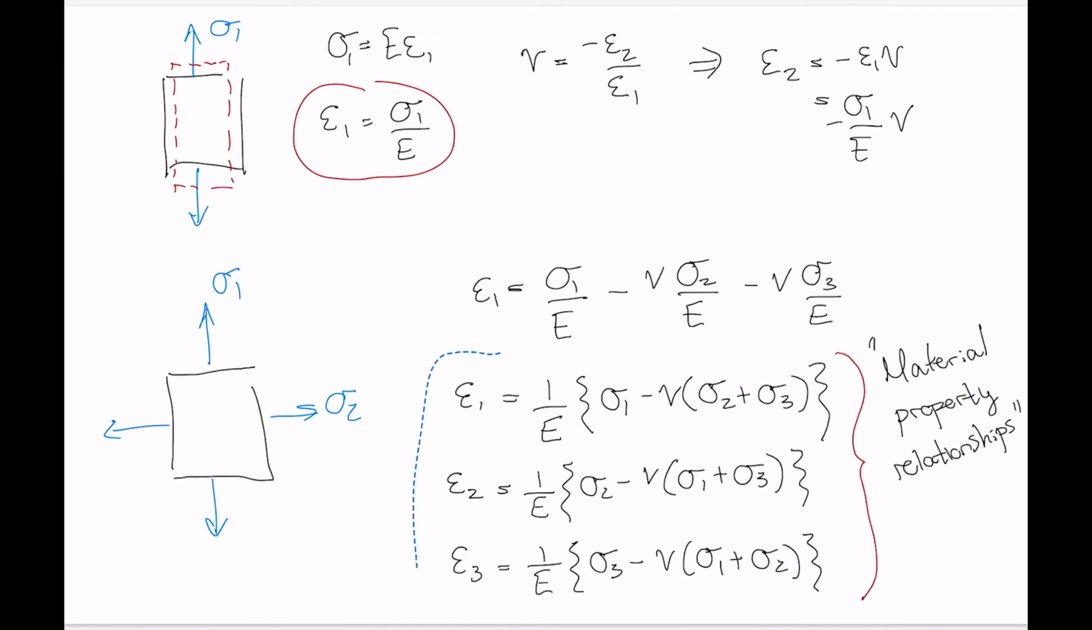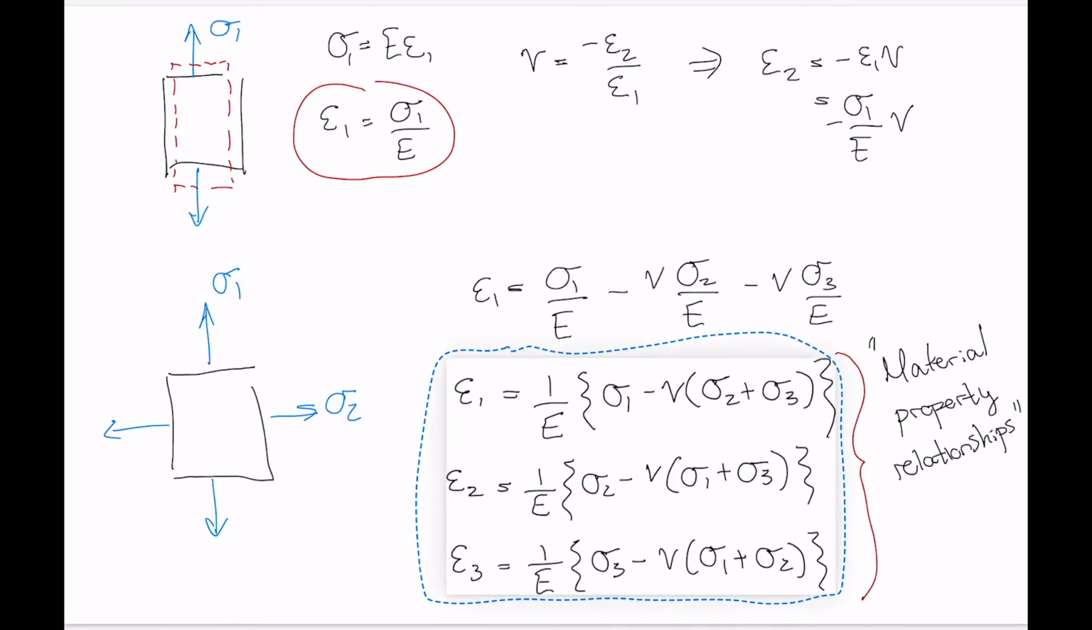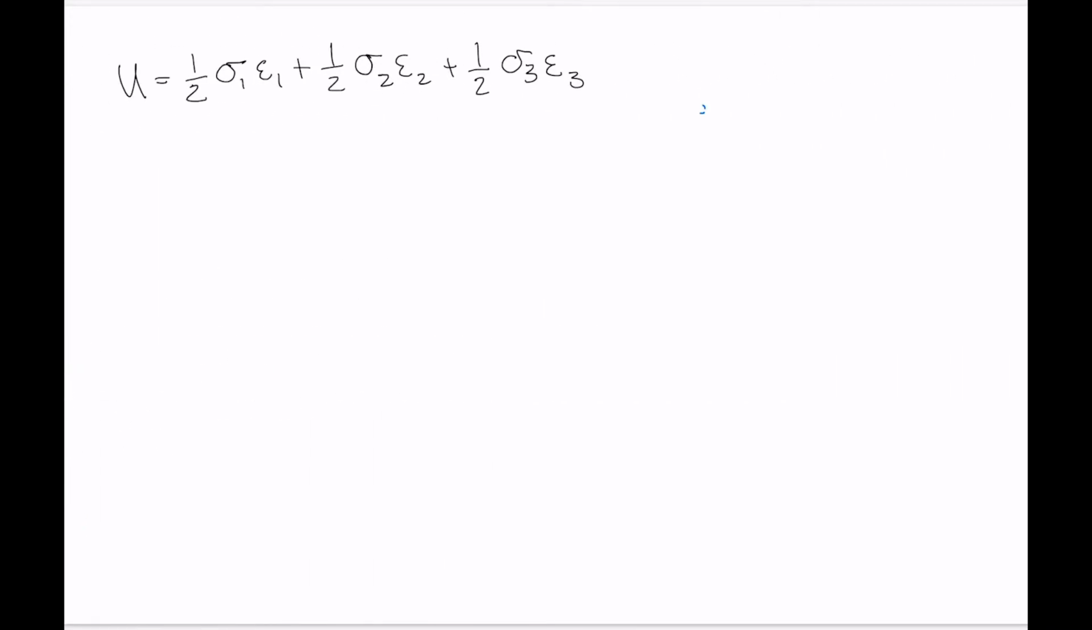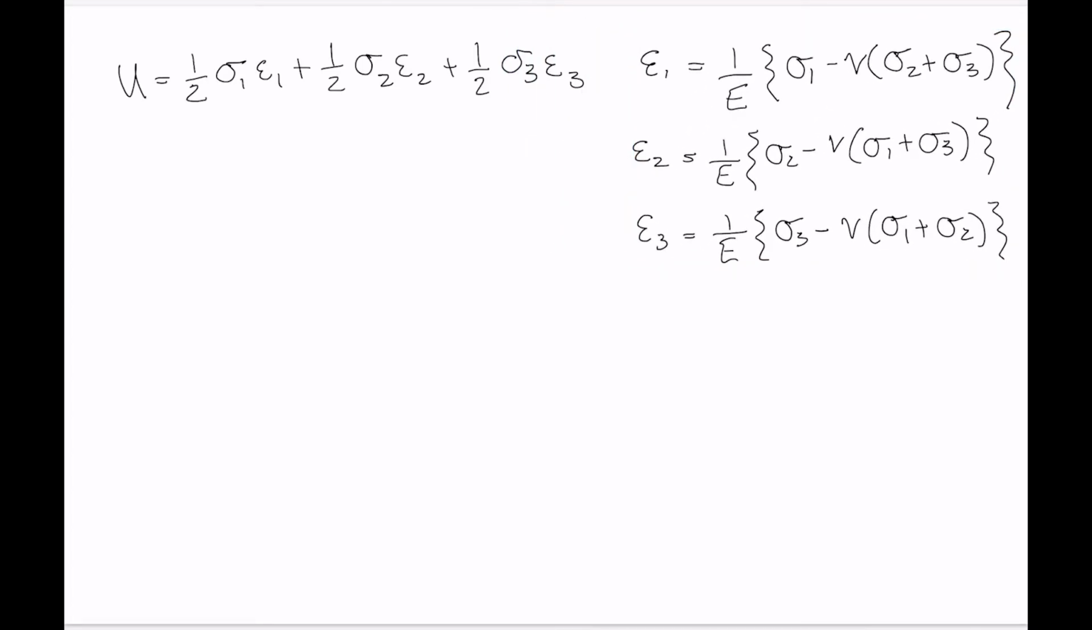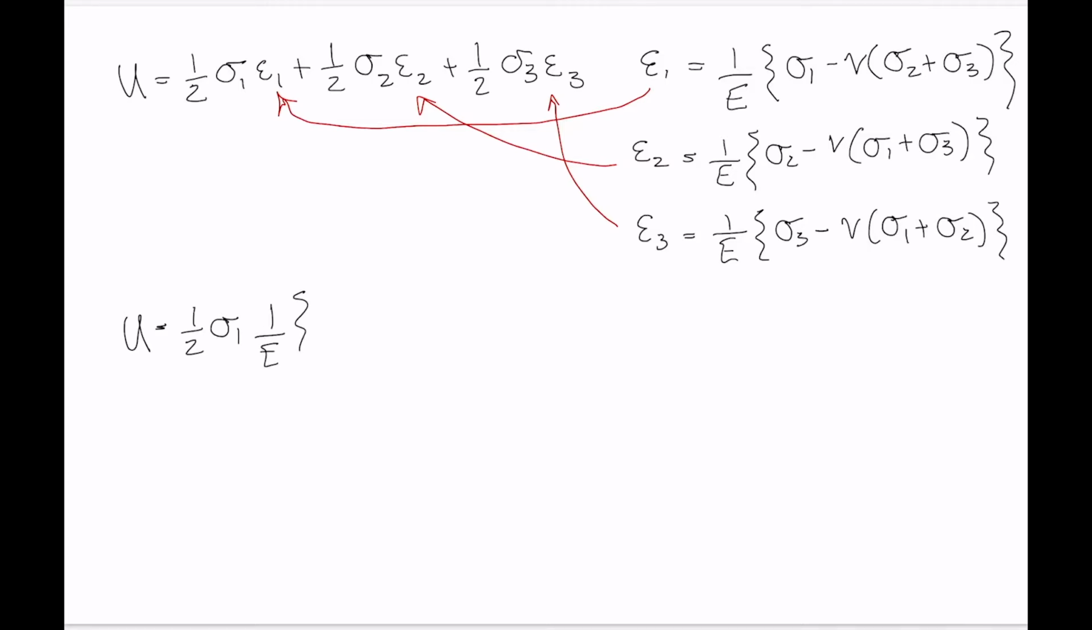Okay, and we're taking our material property relationships right here. We're just going to take the equation for epsilon 1 and pop it right down in here, and then do the same thing for epsilon 2 and the same thing for epsilon 3. So we have an equation for our strain energy density U only in terms of stresses. So for the first term, for example, we'd have 1/2 sigma 1 multiplied by 1 over E, sigma 1 minus eta, sigma 2 plus sigma 3, right? And then plus, and so on and so forth. Now we've got an equation that's only in terms of stress.